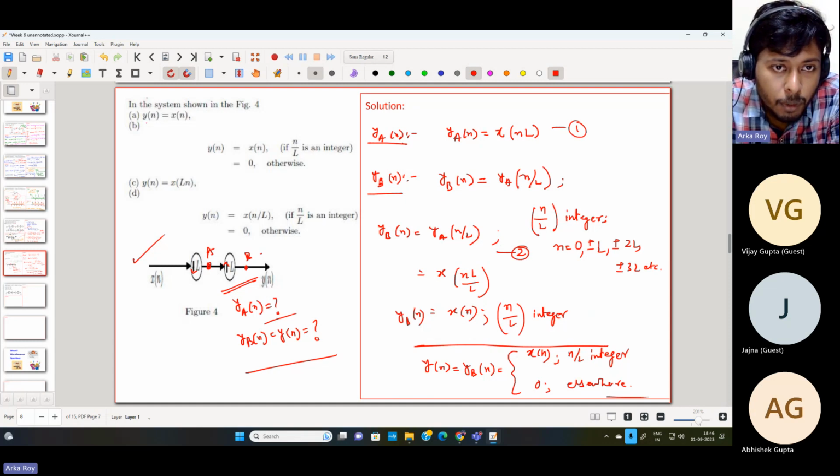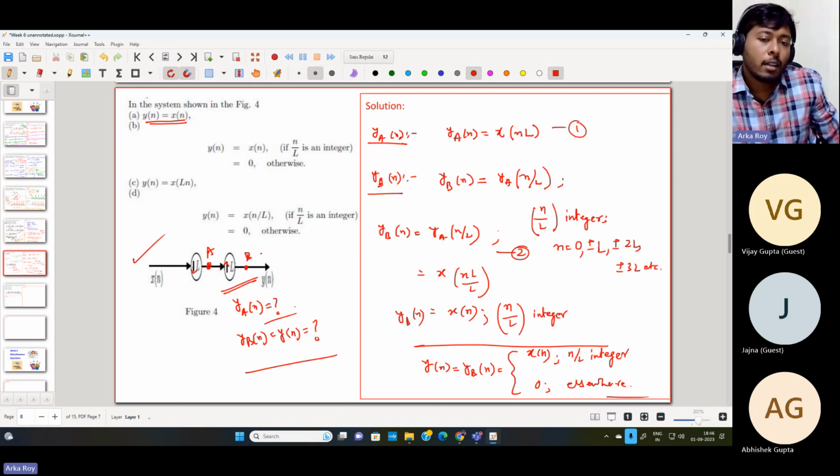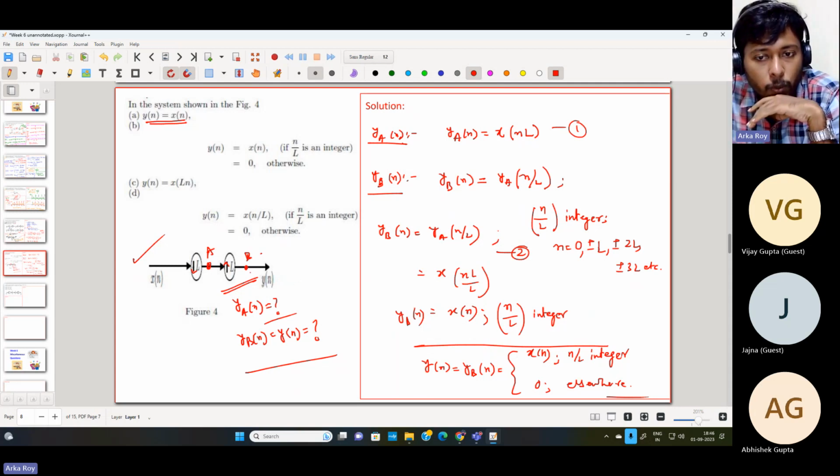Many people choose this particular option, y[n] is equal to x[n]. The common logic they follow is that we have a downsampler followed by an upsampler, so they will cancel the effect of each other and we'll get y[n] equal to x[n]. That is a very wrong concept. We need to consider at what location the sample values will exist. So option A is incorrect.